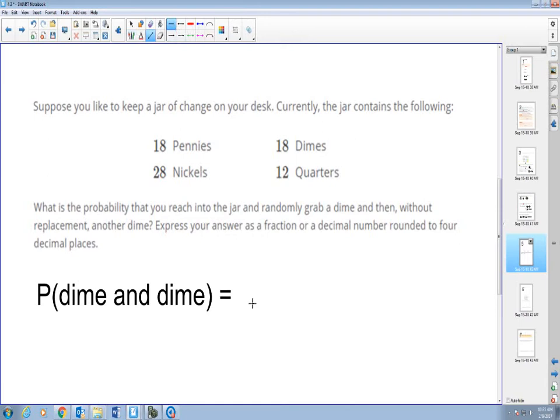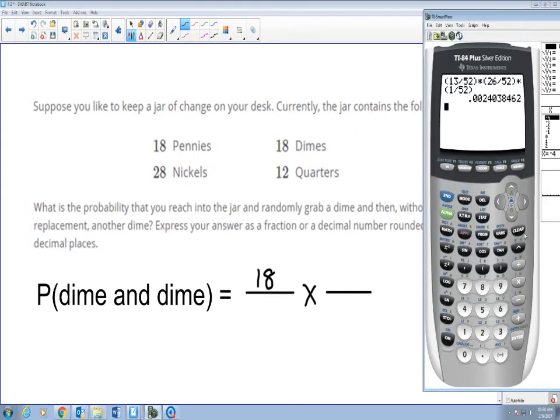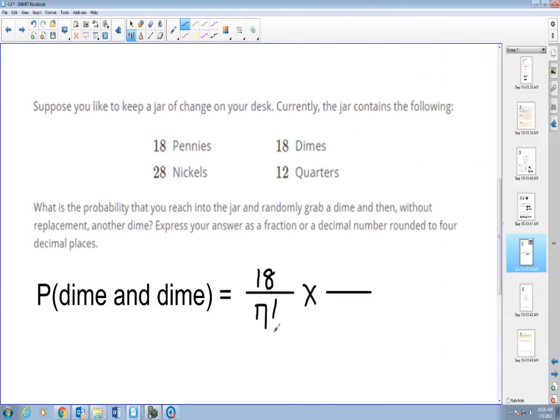Alrighty. So conditional probability with the word and, we're going to multiply here. How many ways can I draw a dime? 18 ways to draw a dime my first time reaching into the jar. Out of, what's my total possible outcome? 18 plus 18 plus 28 plus 12, total 76. Without replacement, trying to draw another dime, the second time there should only be 17 dimes left out of 75 to choose from.